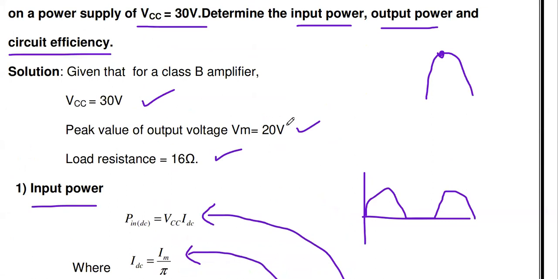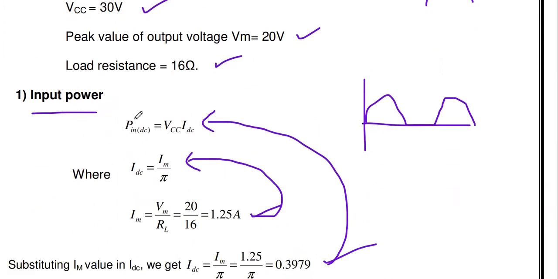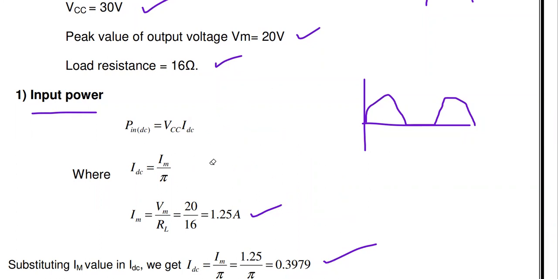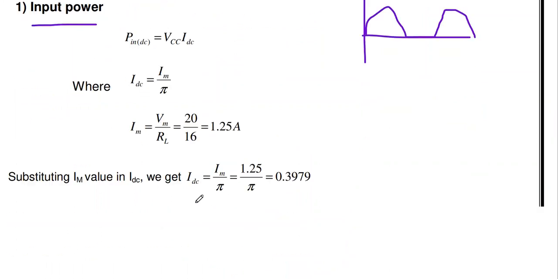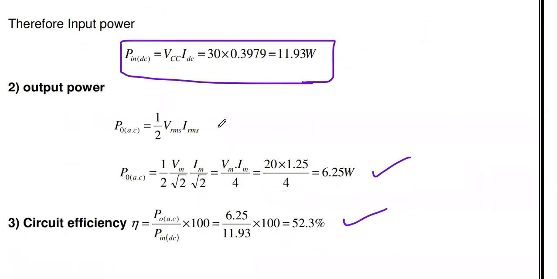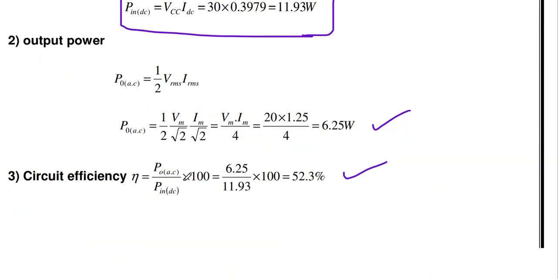From the given data, peak voltage, load resistance and VCC, we calculated the input power. Input power is nothing but VCC into IDC. IDC is calculated by IM by pi, and in order to calculate IM, we use VM by RL, which is IM. This is the input power, and output power is VRMS into IRMS divided by 2. Using that formula, you just calculate. Then the ratio of the AC output power to the DC input power is called efficiency. So this is the second type of question.